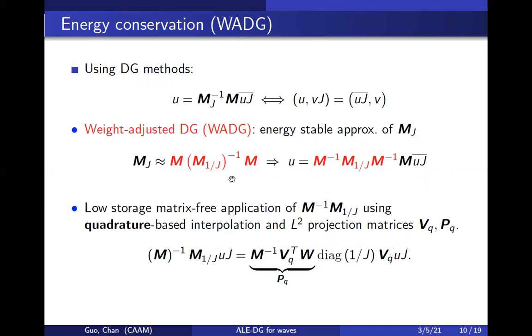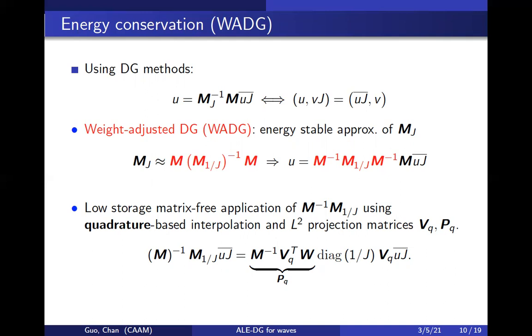This approximation can be applied in a low-storage and matrix-free manner, using quadrature-based interpolation and L2 projection matrices, V_q and P_q, which are both reference operators, and they are the same for all elements. For each element, we only need a vector to store the evaluations of the Jacobian J at quadrature nodes. The weight-adjusted approach can significantly reduce the storage cost and speed up the implementation.